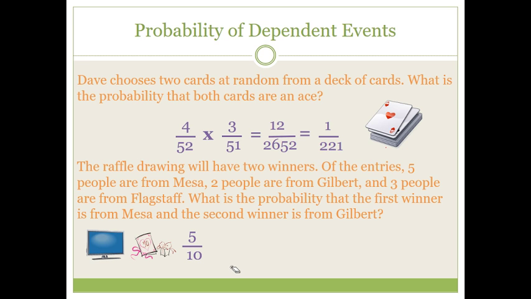Then we've got to ask ourselves, how many of those are people from Gilbert? Well, originally we picked somebody from Mesa, so there are still 2 people from Gilbert. So I could pick either one of them, 2 out of the remaining 9. So the probability that I pick somebody from Gilbert second is 2 out of 9. We multiply those probabilities to get 8 out of 90, which reduces to 4 out of 45.